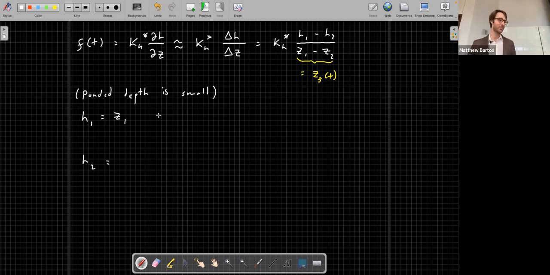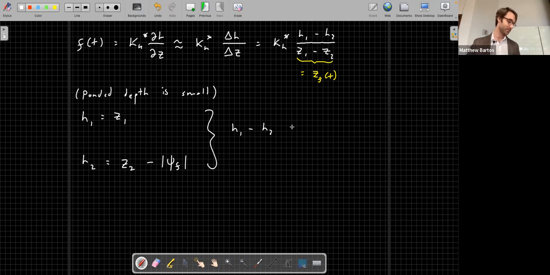the matric potential. So H2 will be given by Z2 plus, and I'm going to write the matric potential as, actually not plus, negative absolute value of psi f. Because the two forces are acting in opposite directions, these have to have different signs. So that's why I'm writing it this way.